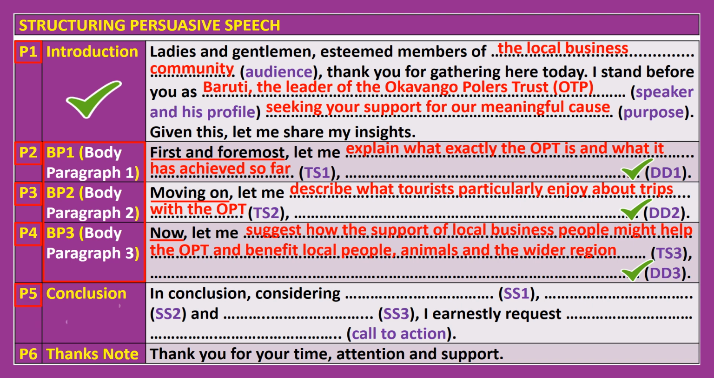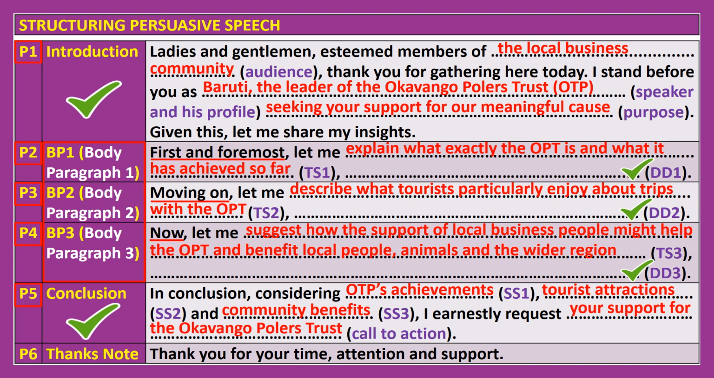Paragraph 5, that is, conclusion. Summarize the 3 bullet points, briefly highlighting how each one supports your persuasion. Before closing, include a call to action, urging the audience to take specific steps. Paragraph 6, conclude with a thank you note.